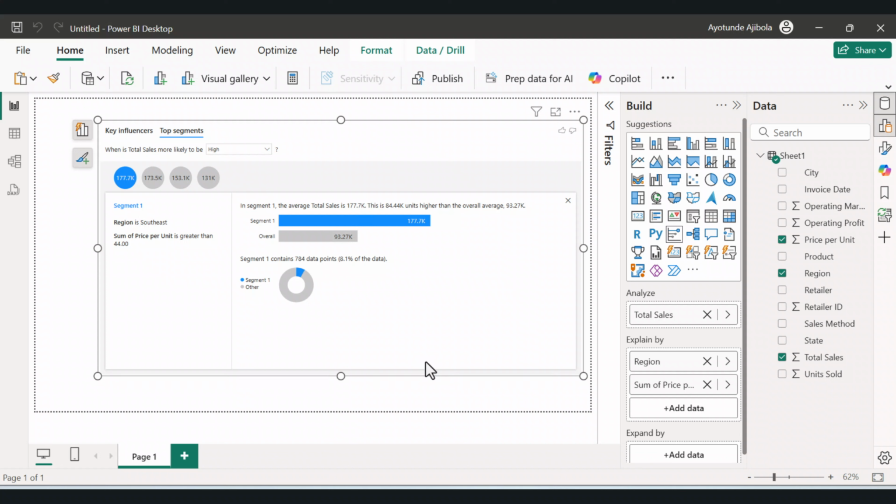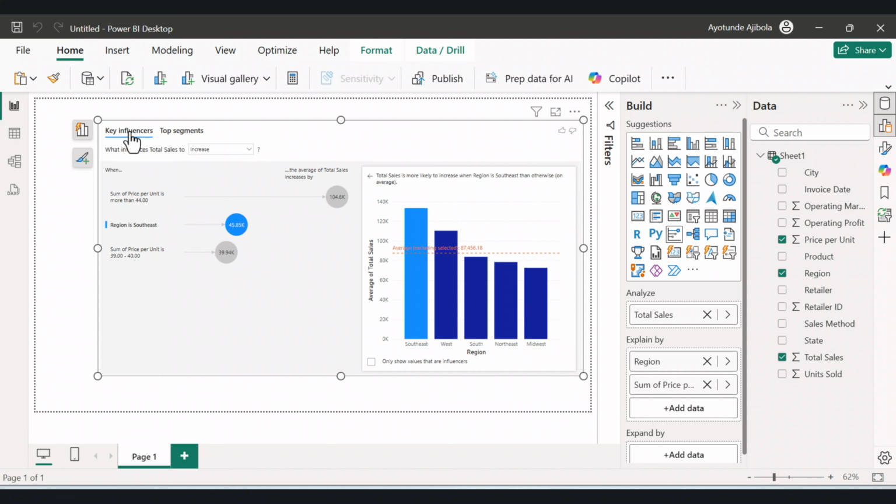Now, while this is incredibly powerful for deep dive analysis and customer profiling, it can sometimes be complex to interpret. For day-to-day business questions, many analysts find the key influencers tab provides the most direct and immediately actionable insights. It excels at clearly communicating the primary drivers of performance, which is its core strength.